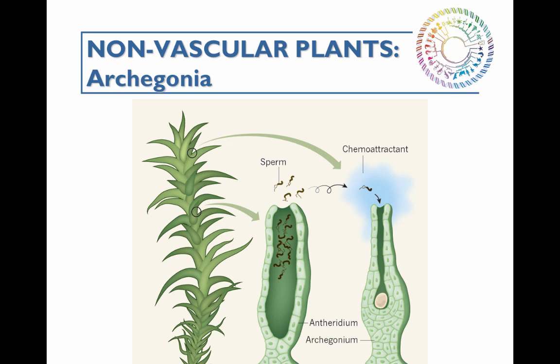That's another reason why these non-vascular plants tend to be very small. They're small plants very close to the ground, and the water that's present for the fertilization to occur is rainwater. The plants only need a thin layer of rainwater on the ground for the sperm to be able to swim from the antheridium to the archegonium.